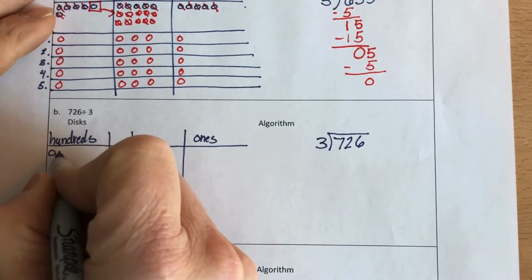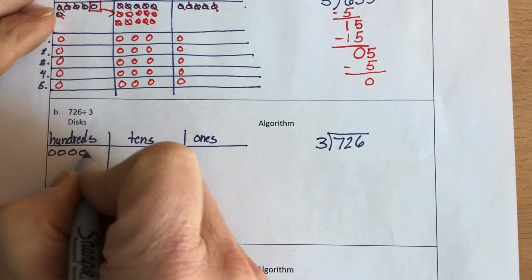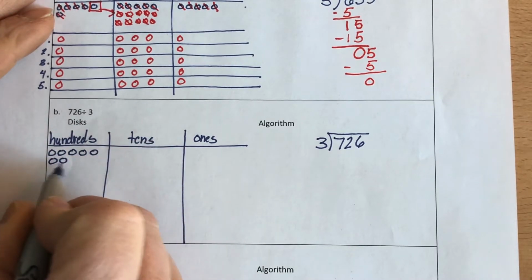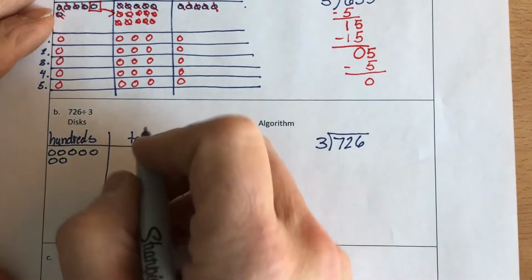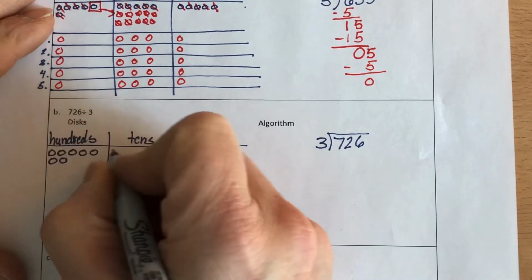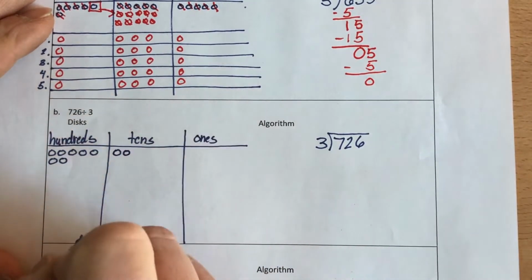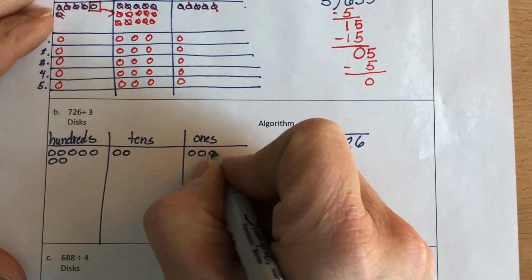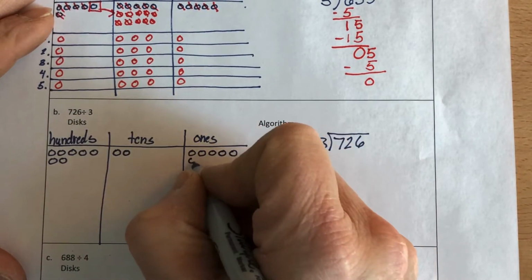700s. 1, 2, 3, 4, 5, 6, 7. Remember, rows of 5, and this obviously is just 2 extra. Tens, there's 2 tens. 1, 2. And then there's 6 ones. 1, 2, 3, 4, 5, 6.